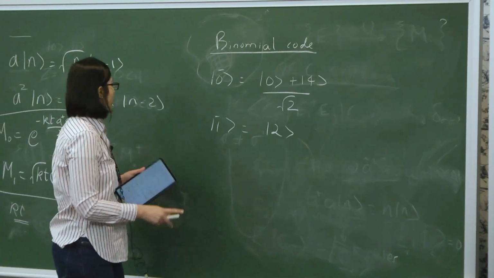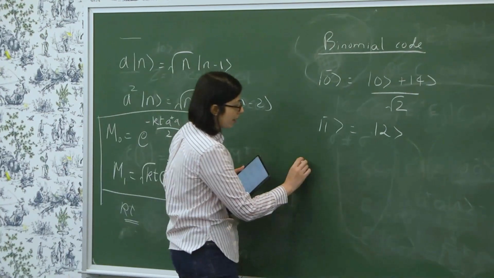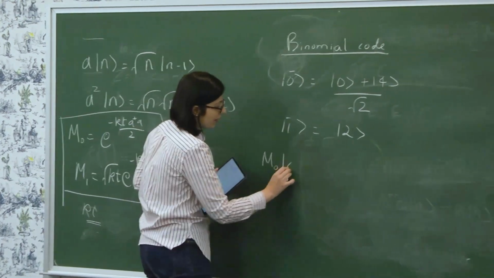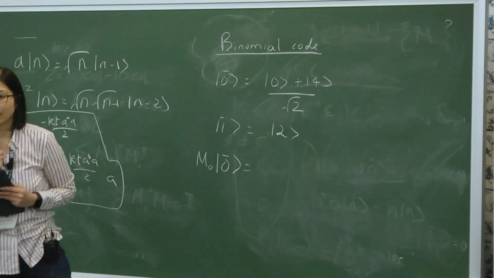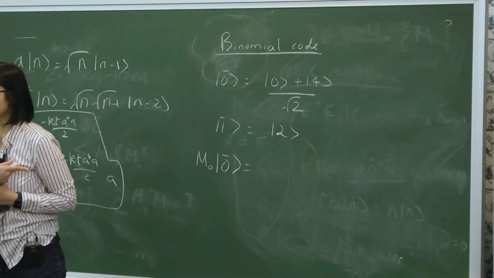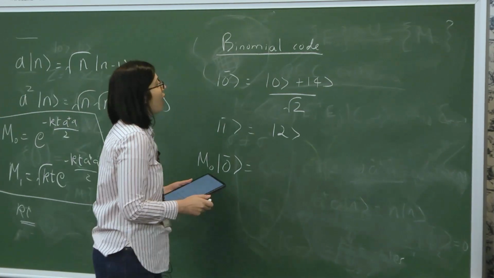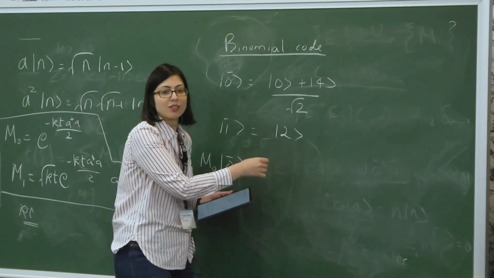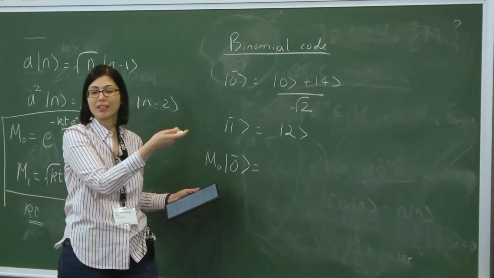All right, so here are my M0s and M1s. So let's see, M0 acting on the state 0. If you were in my course, I would have somebody do this on the blackboard, but I'm not going to subject you to that right now. But if you want, you can shout the answer. Can somebody tell me what is M0 acting on the 0 bar state?